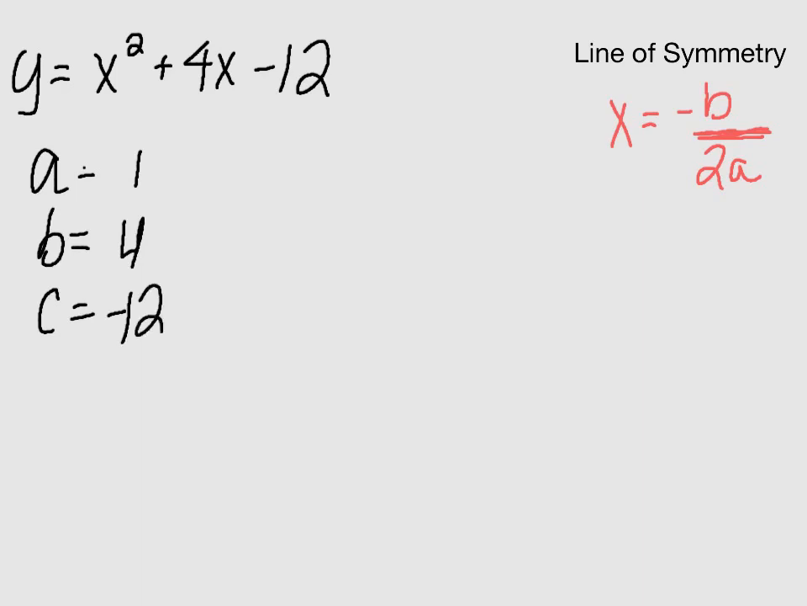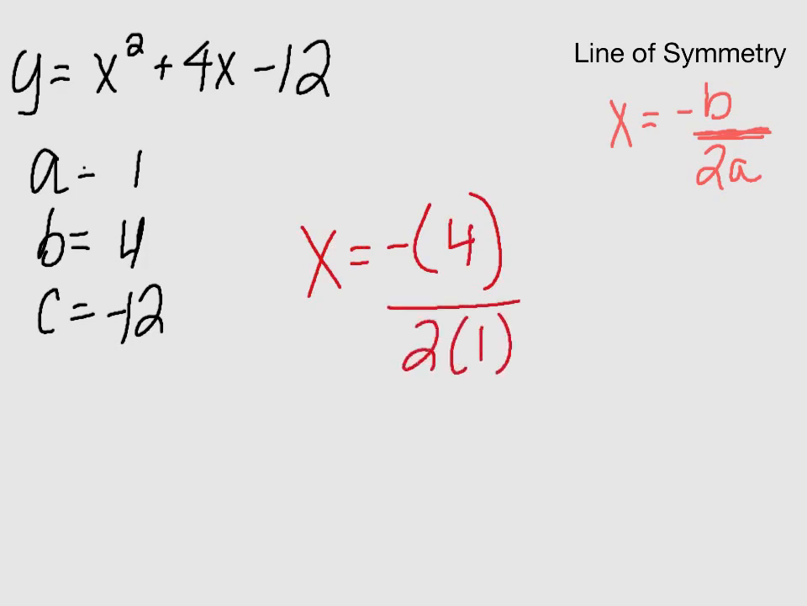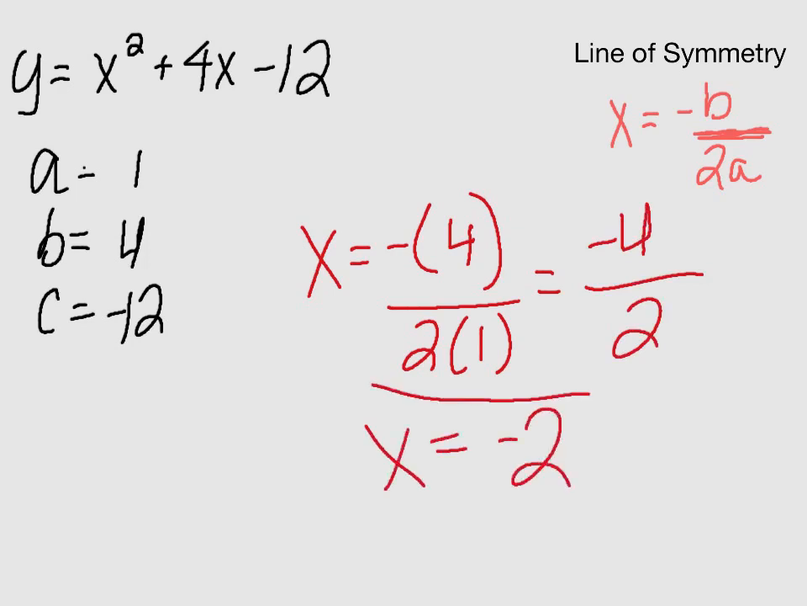Now we're going to plug my values into my line of symmetry equation. So I have x equals negative, my b value of 4, divided by 2 times my a value. Negative times a positive 4 is negative 4, divided by 2 times 1, which is 2. Negative 4 divided by 2 gives me a negative 2 for my line of symmetry.